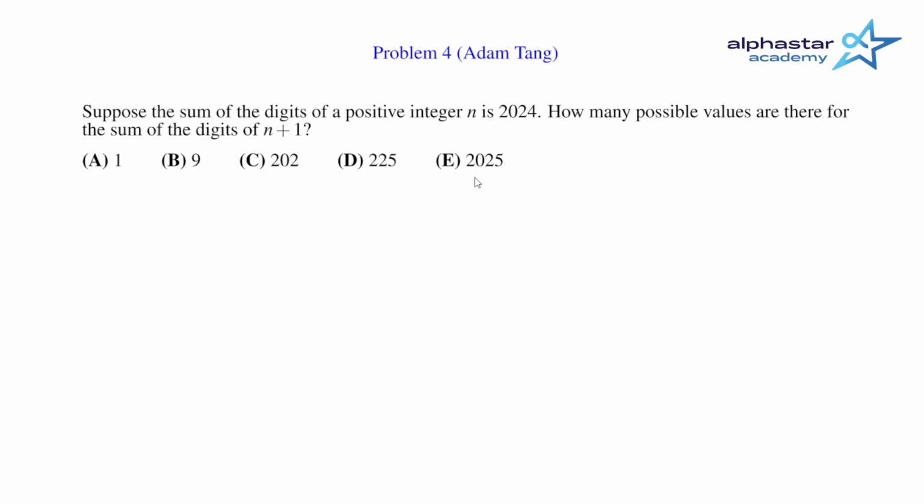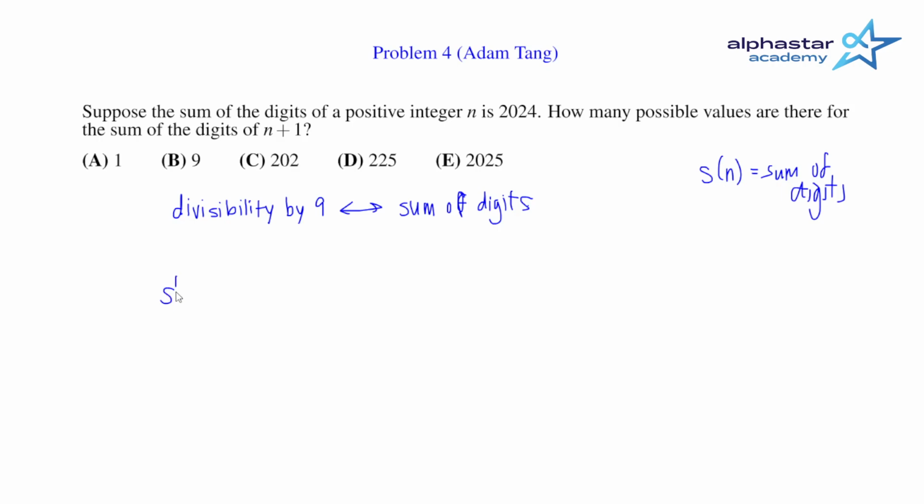The sum of digits in this case can really only refer to one sort of idea. I guess there are multiple, but the most common one is the fact that divisibility by 9 is the same as sum of digits, right? So in other words, a number is divisible by 9 if and only if its sum of digits is also divisible by 9. Or if we call this S of n the sum of the digits, then we actually know that S of n is congruent to n mod 9.